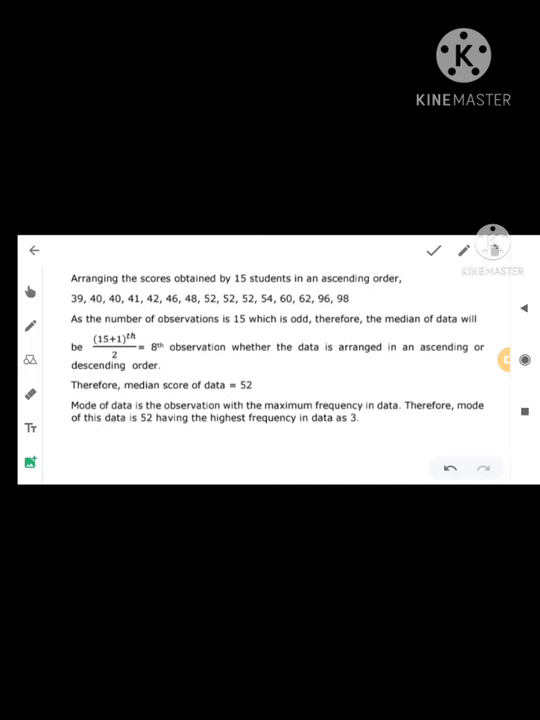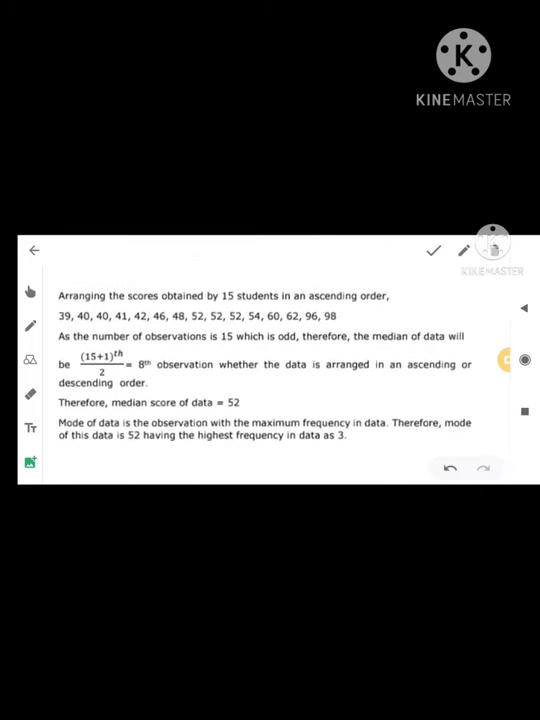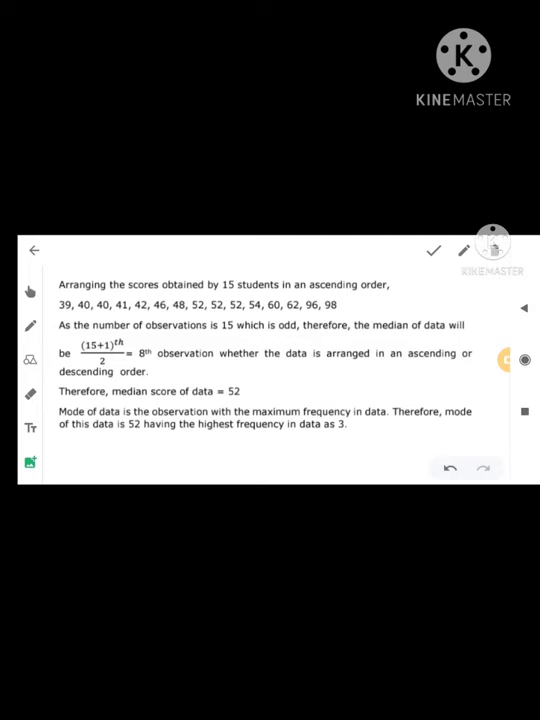So you can see the mode of the observation. The mode of the data is the observation with the maximum frequency in the data. Therefore, the mode of the data is 52, having the highest frequency in the data as 3.